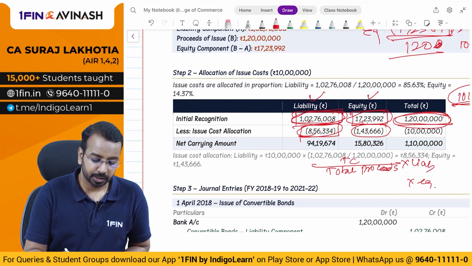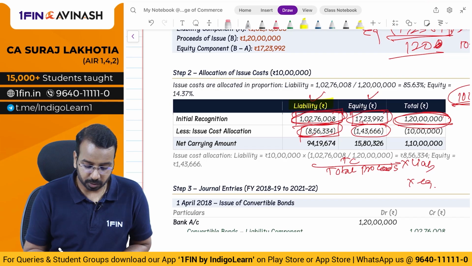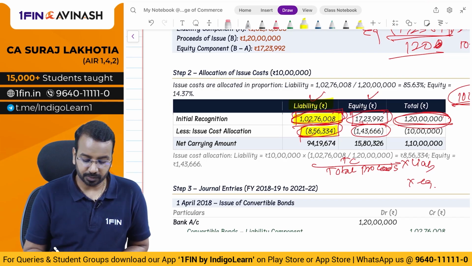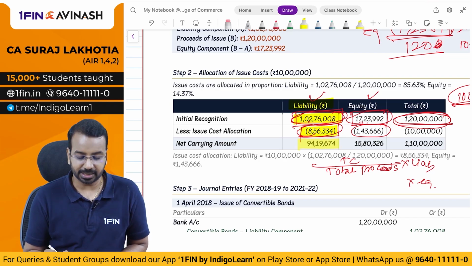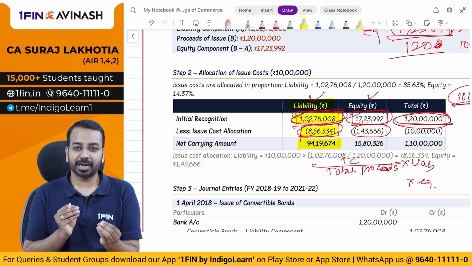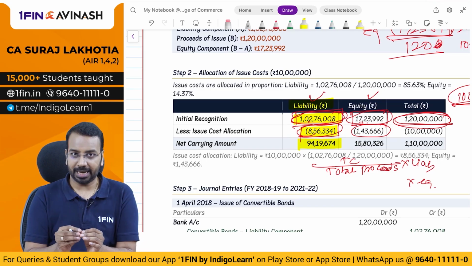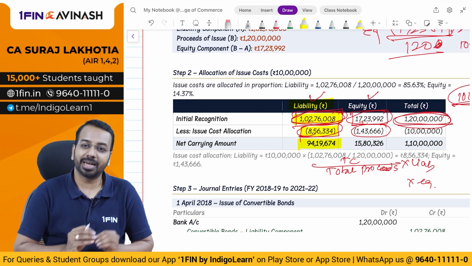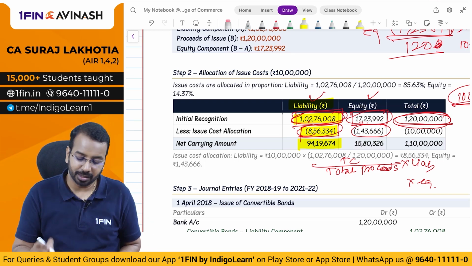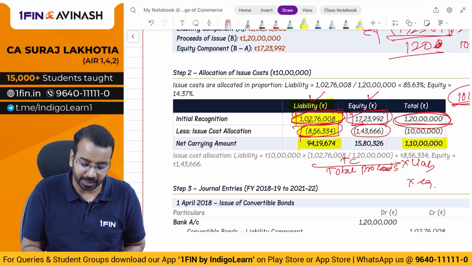Alright. Now, on liability we got 10276, we incurred transaction cost of this. So, what is our net amount? 9419,674. Sir, why did we reduce the transaction cost? See, I have issued shares. I collected 1 crore 20 lakhs. I incurred 10 lakhs. What is the net amount I received? 120 minus 10, that is 1 crore 10 lakhs. So, same way from liability and equity I will discount.